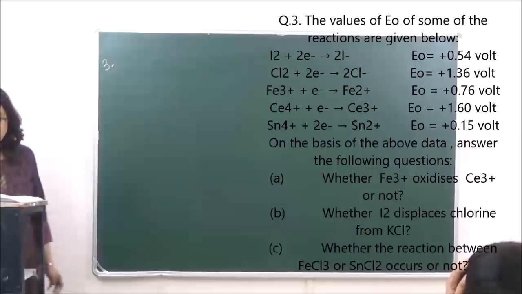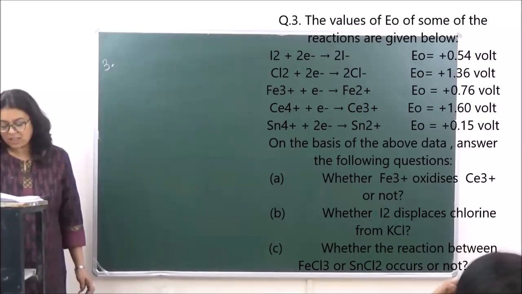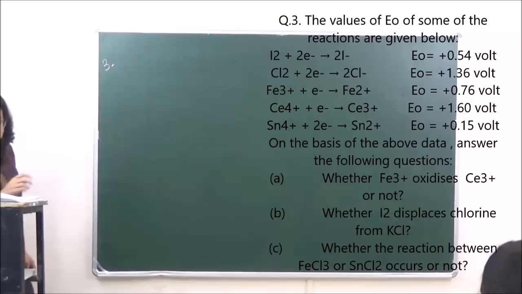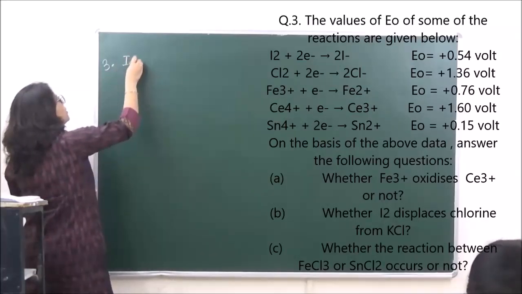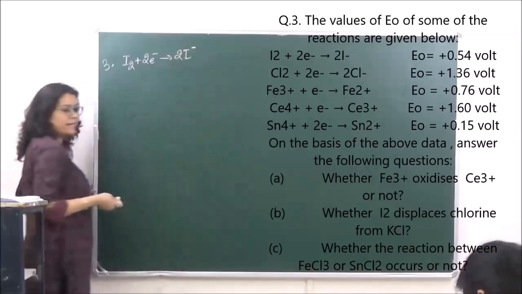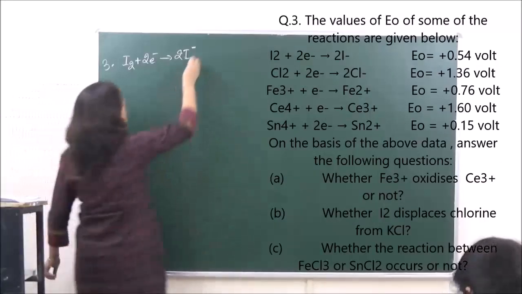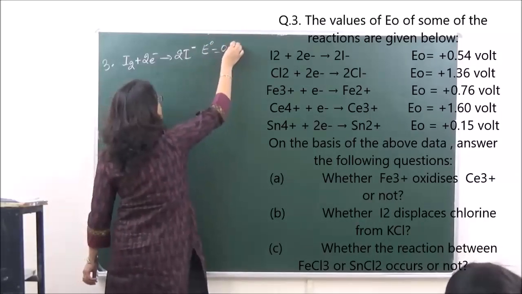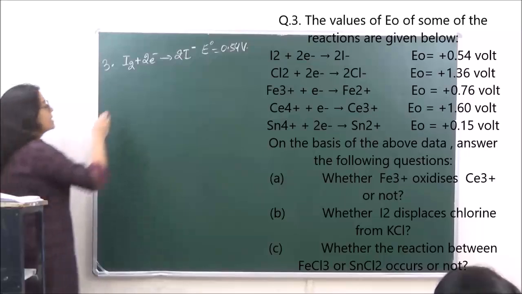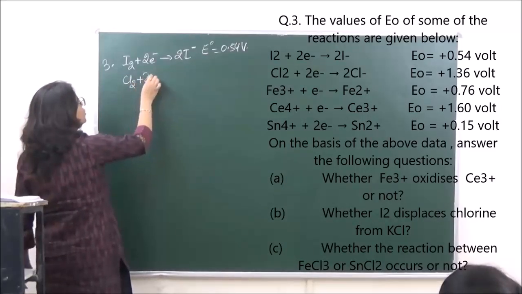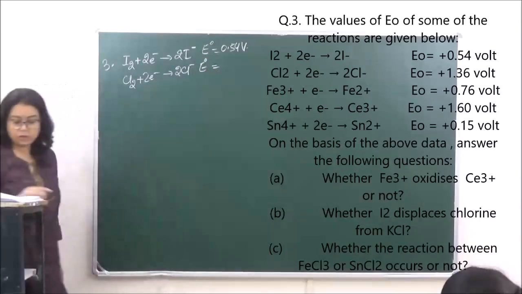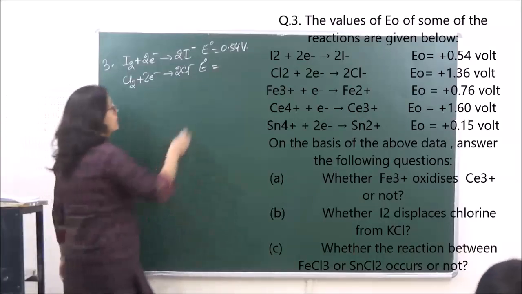Question number 3 is, the values of E0 of some of the reactions are given below. The first reaction they have given to us is I2 plus 2e- to give us 2I-, and the E0 value for this is 0.54 volt. Okay? The second reaction is Cl2 plus 2 electrons to give 2Cl-, and the E0 value that is given is 1.36 volt.